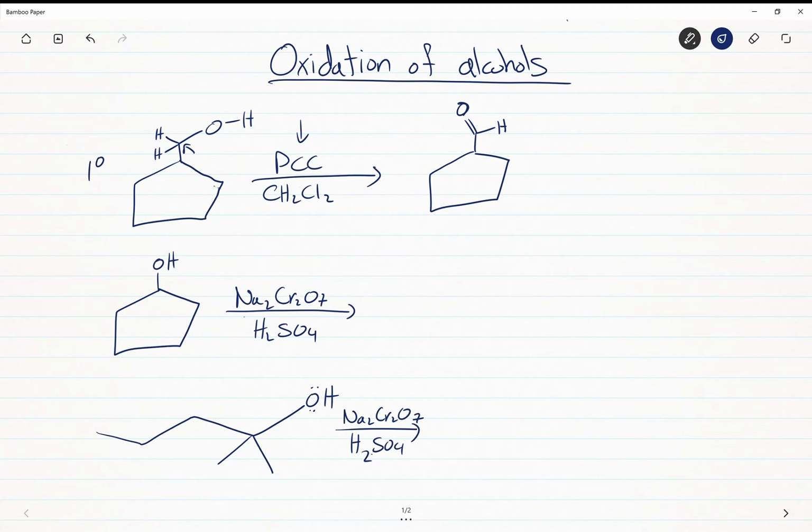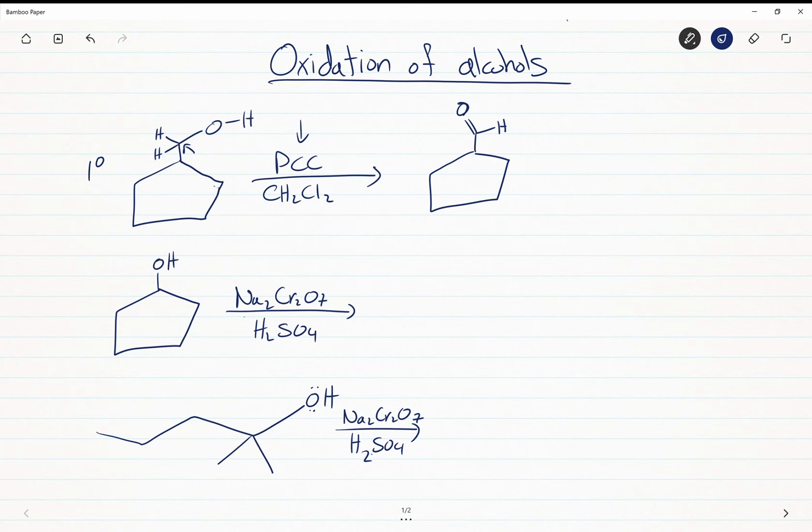So here we have drawn in the aldehyde. You cannot do a second amount of PCC to go further into the carboxylic acid in this situation. If you wanted to form the carboxylic acid from a primary alcohol, you must use chromic acid.